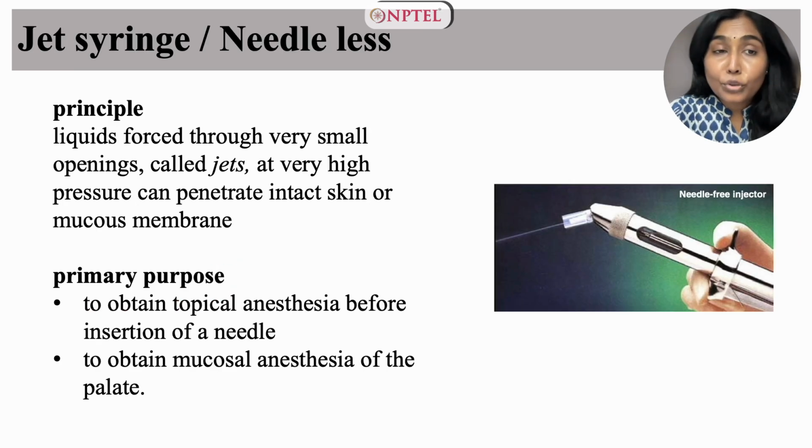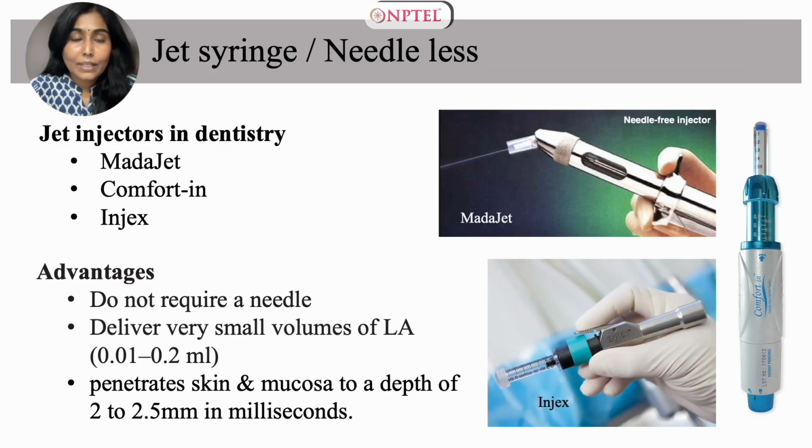The last but the most popular method of inducing local anesthesia without a needle is the jet syringe or the needleless system. It works on a very solid principle. When liquids are forced through very small openings called jets at very high pressure, it can penetrate intact skin or mucous membrane. So that is what the system uses. The primary purpose of these systems is to obtain topical anesthesia before insertion of a needle or to obtain mucosal anesthesia of the palate. The commonly used jet injectors in dentistry include the MedaJet, Comfortin, and Injex.